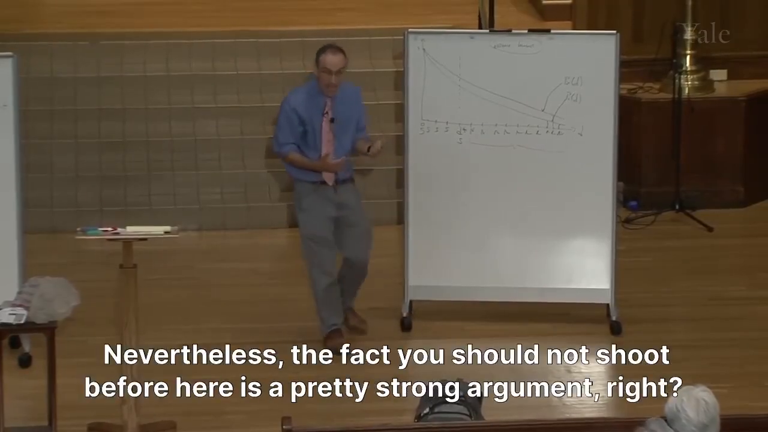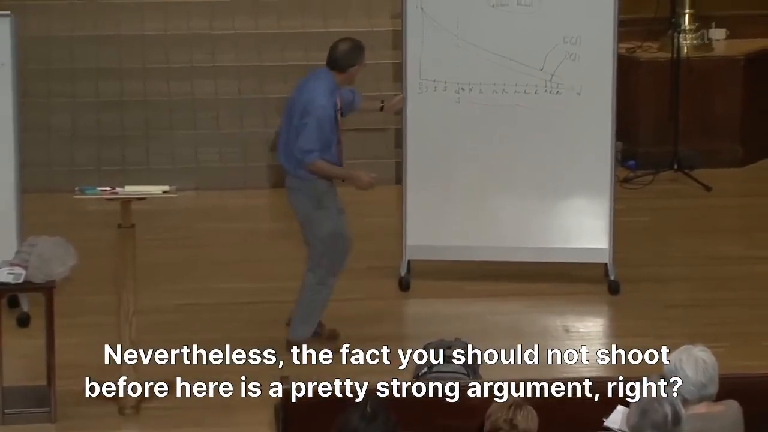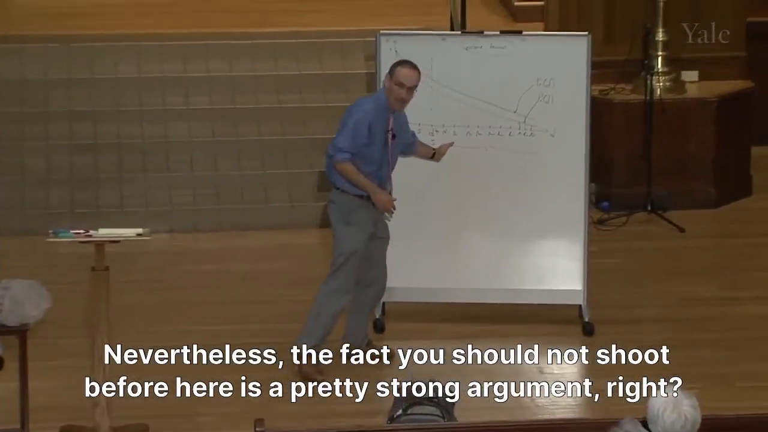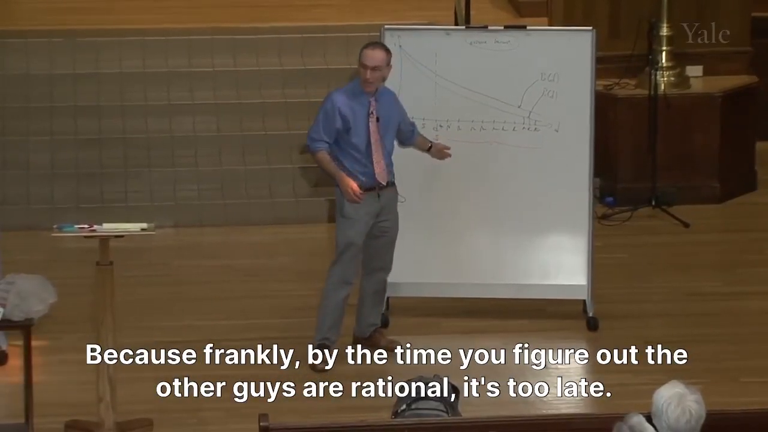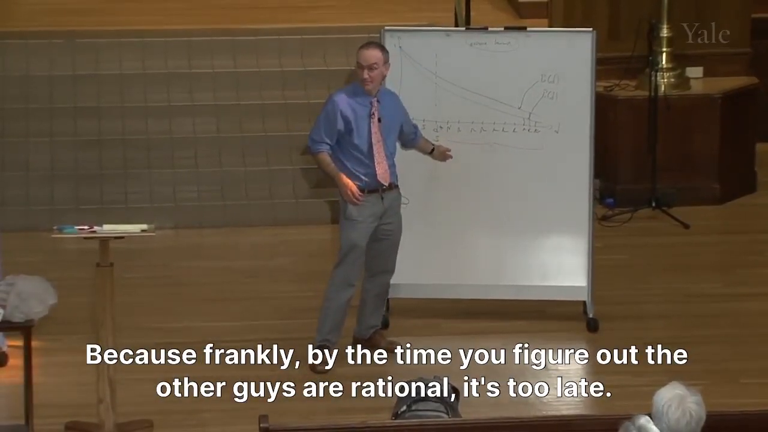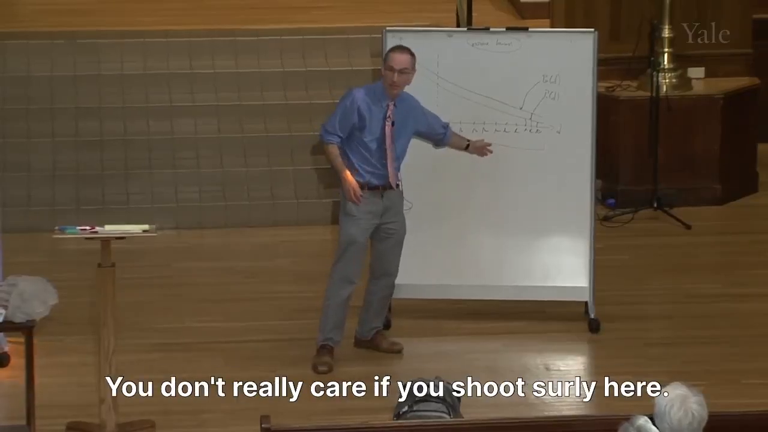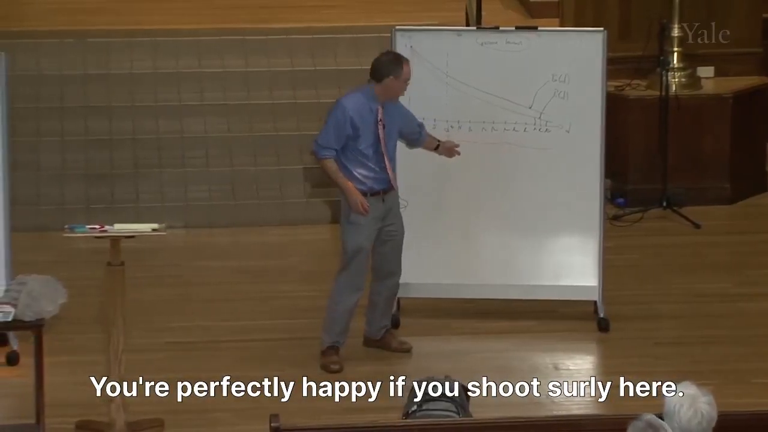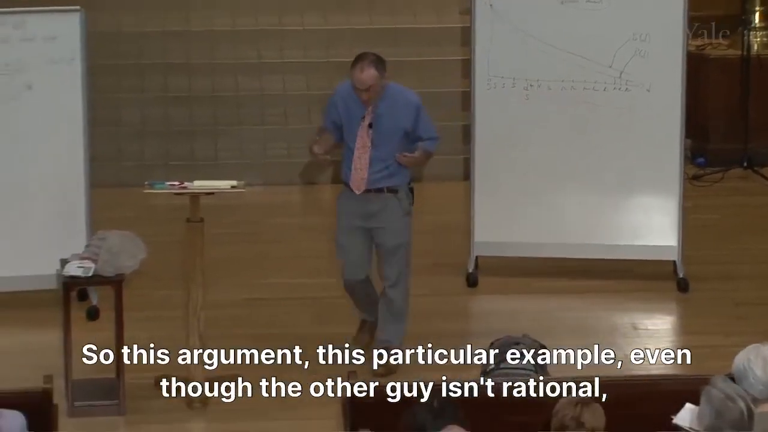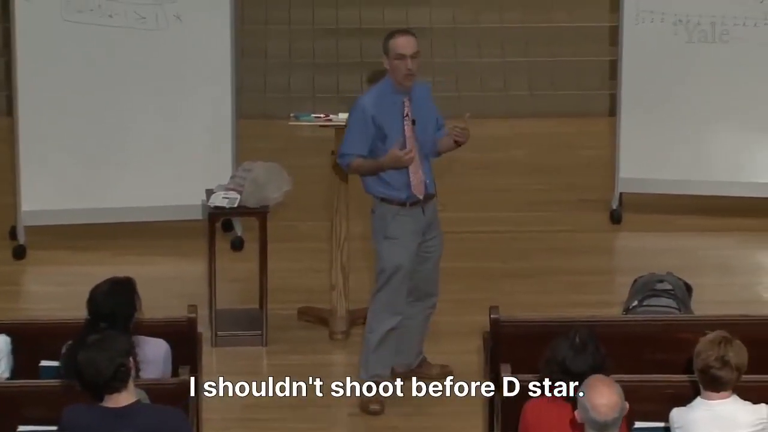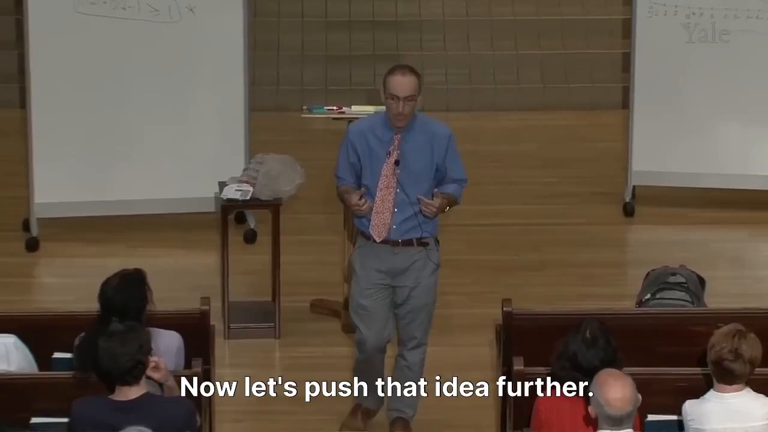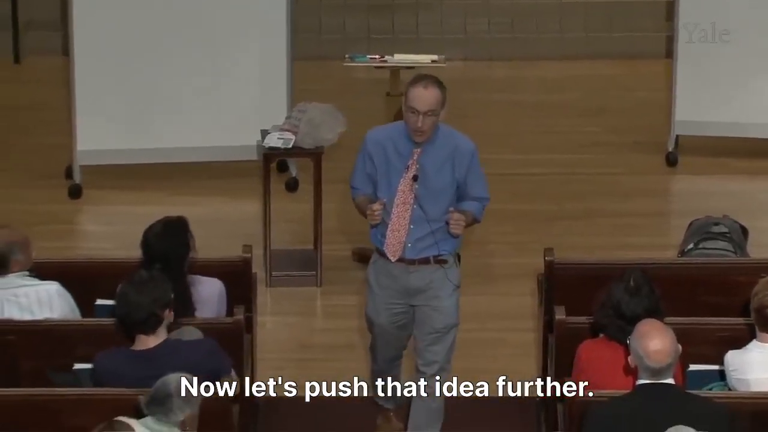Now, nevertheless, the fact you should not shoot before here is a pretty strong argument, because, frankly, by the time you've figured out the other guy is irrational, it's too late. Now, you don't really care if he shoots early here. You're perfectly happy if he shoots early here. So in this particular example, even if I think the other guy isn't rational, I shouldn't shoot before D star. Now let's push that idea further.